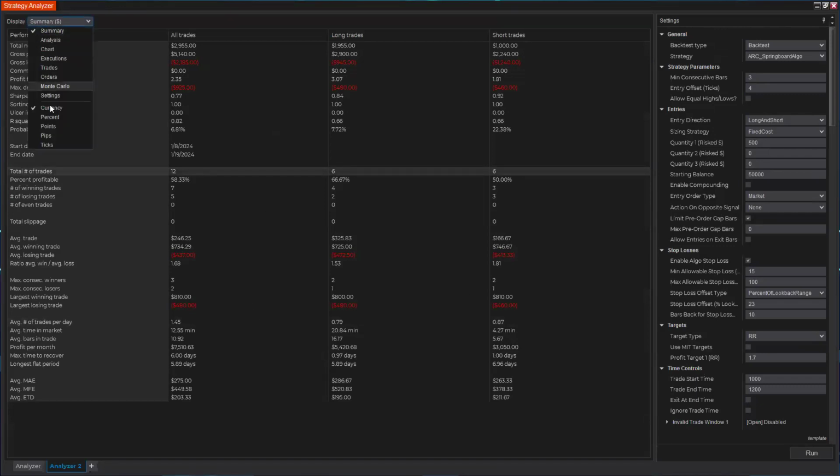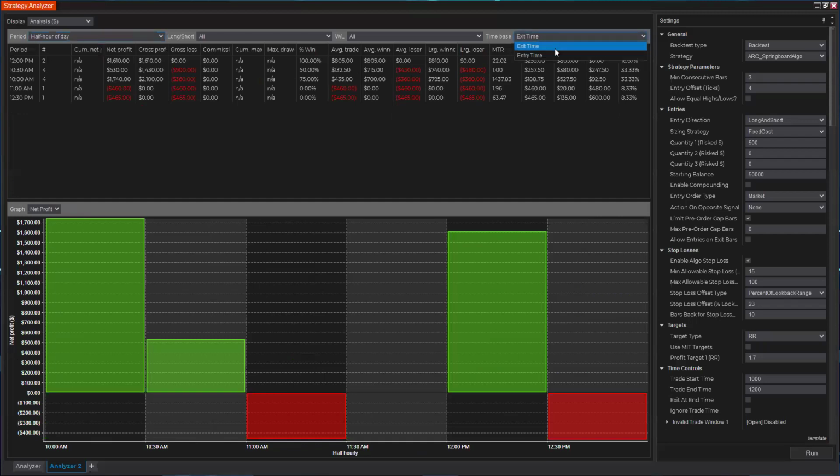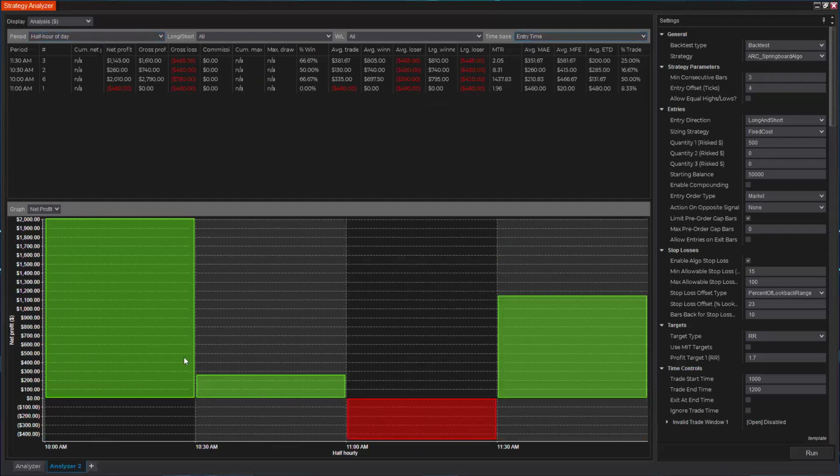Let's go look at the time of day just to double check it. And then we'll go by entry time. Cool. So yeah, 10 to 11 still the best. 11:30 is worth sticking around for. Again, it's only 2 weeks, so you can't get too caught up in what's happening there, right?